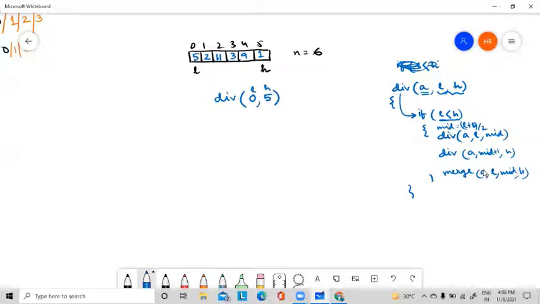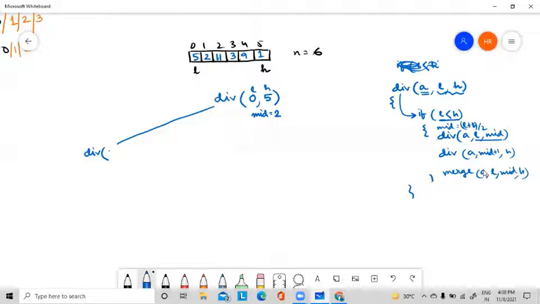So it will go for calculating the mid. What is the value of mid? The value of mid here is 2, since 0 plus 5 by 2 means 2. Correct? So now it will call another div function. This div function is for L and mid.